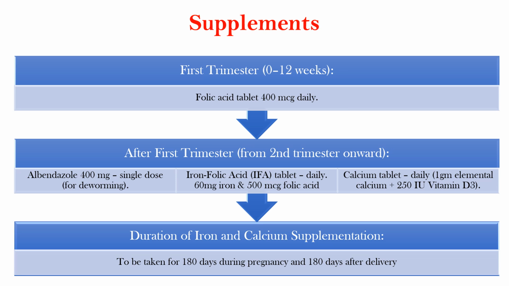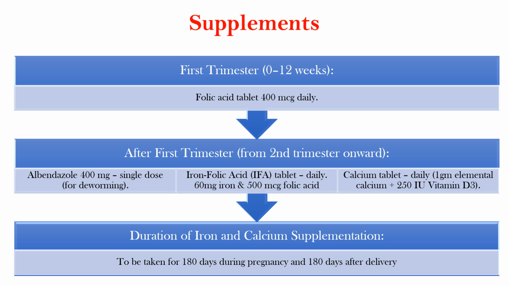So now supplements. In the first trimester, which is 0 to 12 weeks, the mother is advised to take a folic acid tablet, which is of 400 microgram daily. After first trimester, the first dose of albendazole is given to the mother, which is just a single dose, of 400 microgram. Okay. After that, we start iron and folic acid, where the iron is 60 microgram and folic acid is 500 microgram. Okay. And then after that, calcium tablet also should be taken daily.